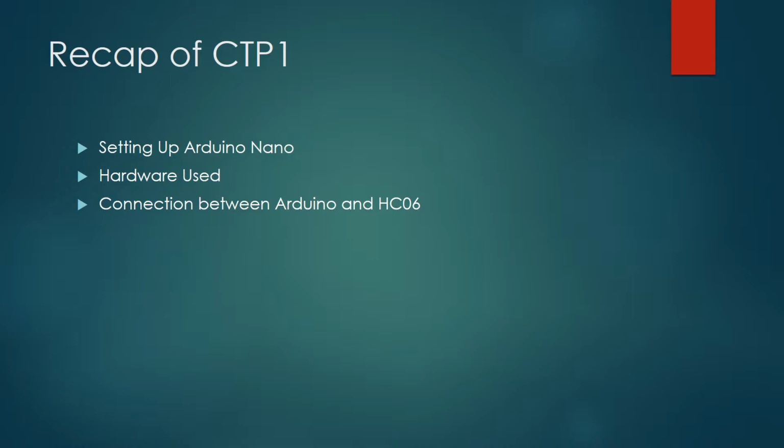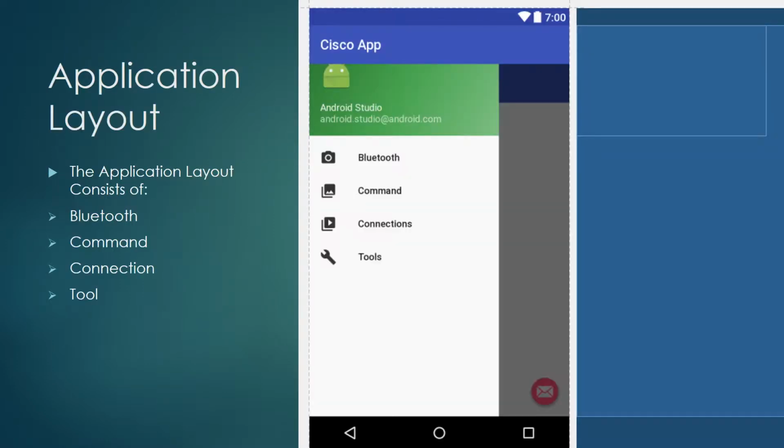In my last video, I was successful in getting the connection between the HC06 and the Arduino Nano as the Bluetooth was starting to work. And the next part of the video was to develop my application. In my last video, I mentioned that the application was in process, and since then, I have made a lot of progress on the application. The first part of the progress I have made so far is implementing the layout of the application.